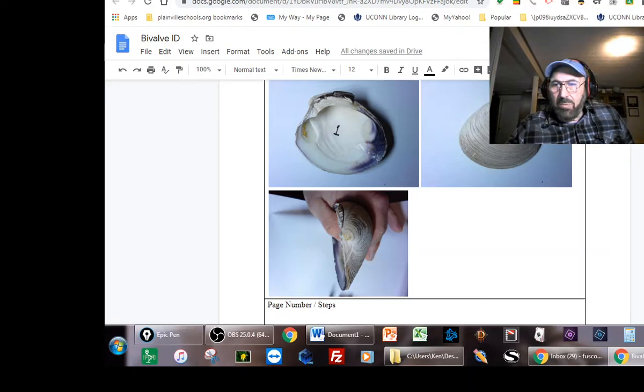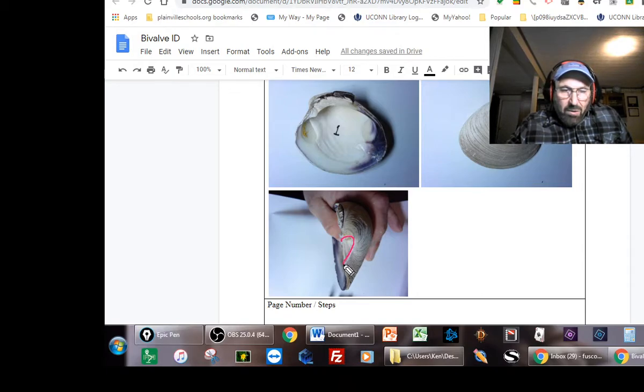If you look here, some of the things that are unique to this critter are this blue purpley spot area here. That's really unique to this critter.